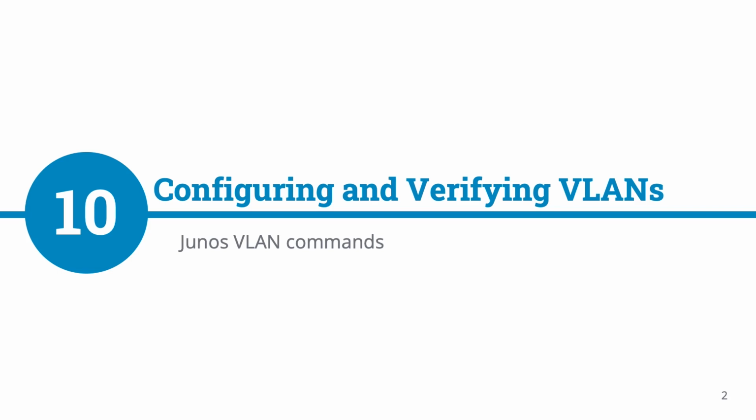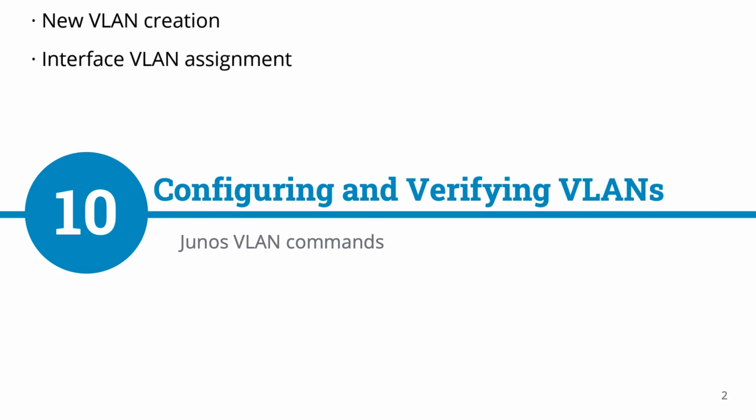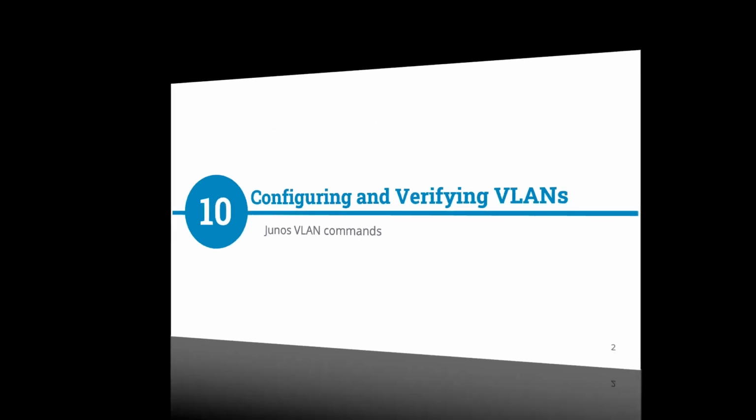Now that we know the purpose of a VLAN is to segregate broadcast domains, and what the purpose of trunk and access port designations are, we'll review how to configure a new VLAN, assign a port as a member of the VLAN, and how to validate the port VLAN memberships. So let's jump right on in.